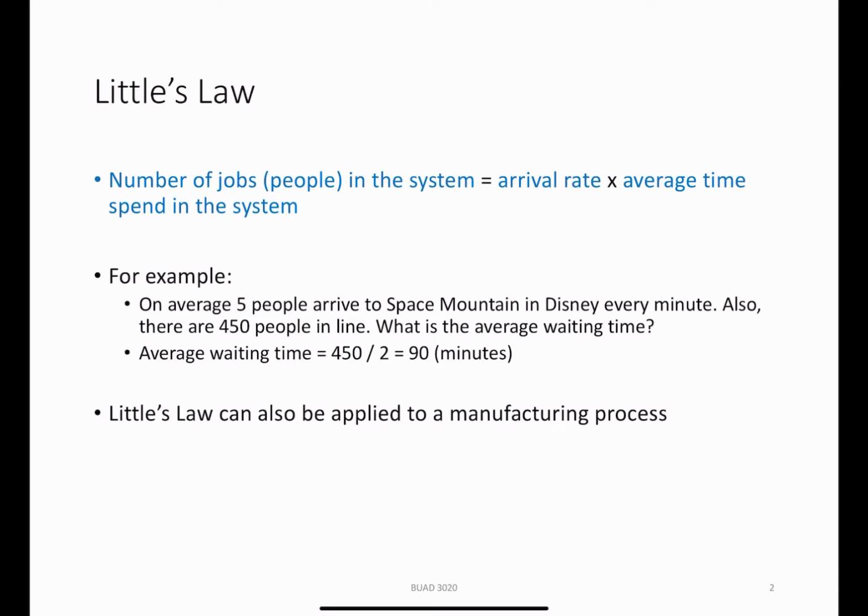For example, if on average 5 people arrive at Space Mountain in Disney every minute, and there are 450 people in line, what would be the average waiting time? We can apply Little's Law because we know the number of people in the system will be equal to the arrival rate multiplied by the average time spent in the system. So we can calculate the average time spent in the system, which is the average waiting time, equal to 450 divided by 5. And that will be 90 minutes.